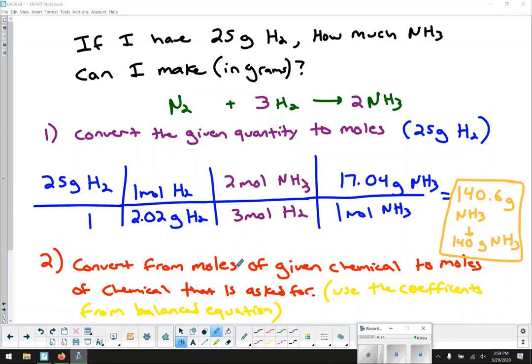So for any of you who have been following along and doing the math, if you do all that math, you get 140.6 grams of ammonia, which, because you only have 2 sig figs to start with in that 25 grams over here, I rounded my answer to 2 sig figs. I won't be picky about that, but that is the proper way to do it. So rounding, you get 140 grams of ammonia. So with 25 grams of hydrogen and all the nitrogen you could possibly ever want, you can make 140.6 grams of ammonia, or 140 rounded to sig figs.